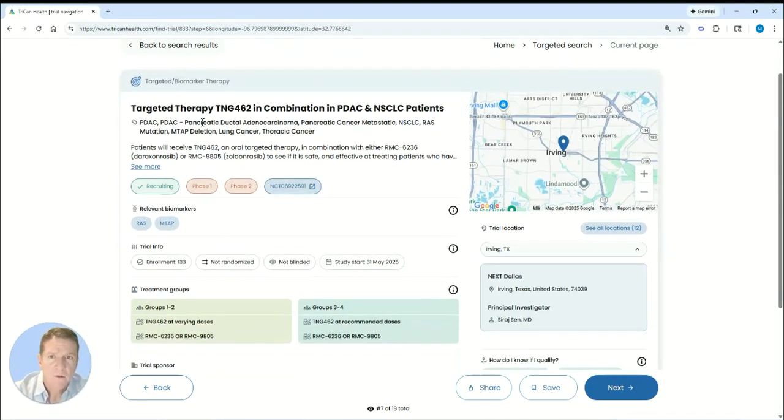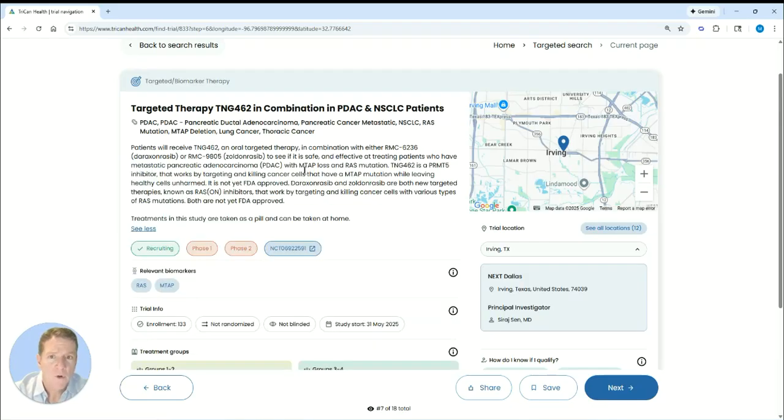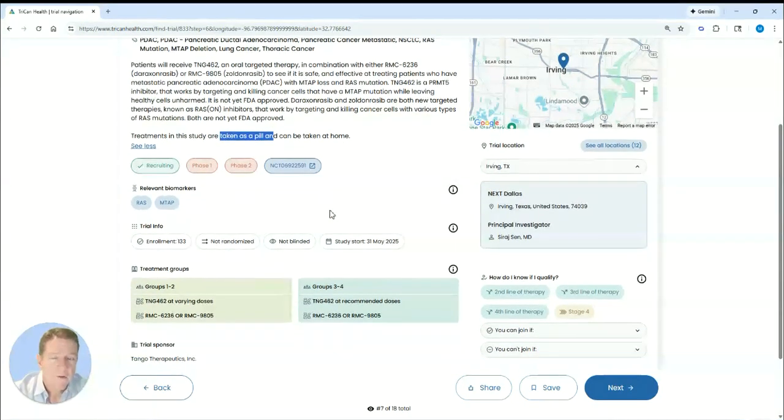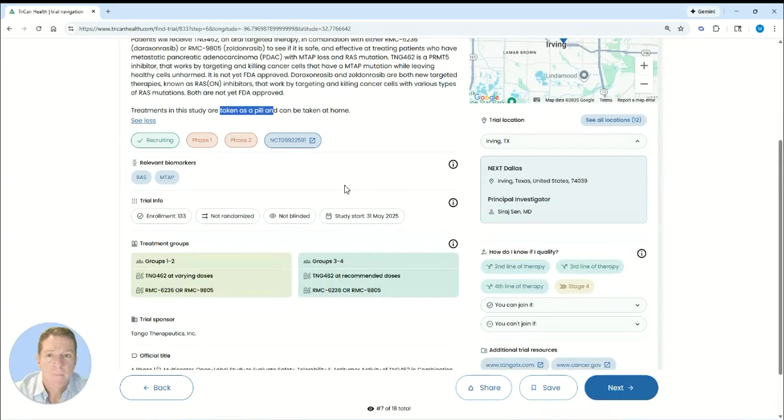So we provide the title and the indications that this trial is for. We also provide a summary of what the trial is testing, whether or not the treatments are FDA approved for other cancer indications, and also how the treatment is delivered. Is it by IV in a hospital, or in this case, taken as a pill at home? We provide additional information about the phase of the trial. And again, this hover over capability provides you definitional information to help you understand more of the process and have better informed conversations with your medical team.